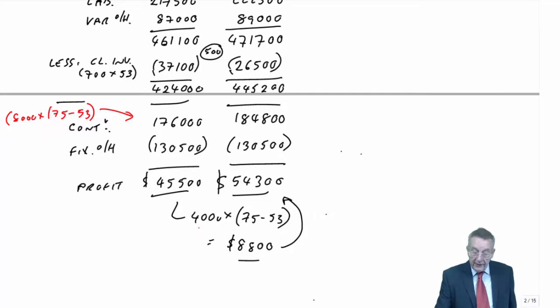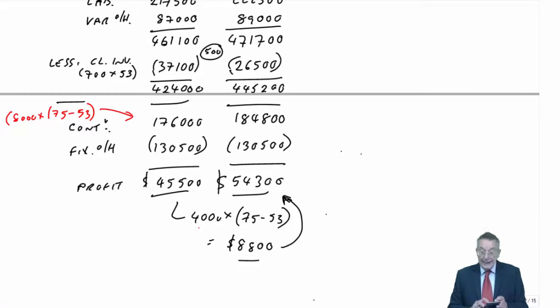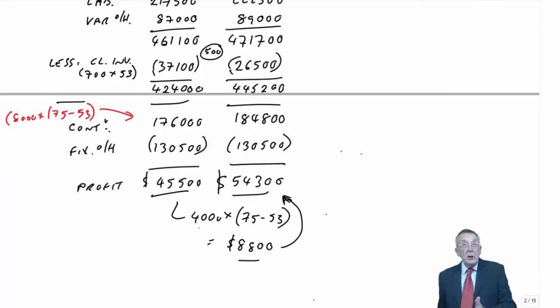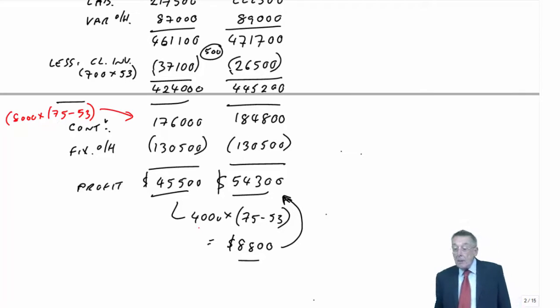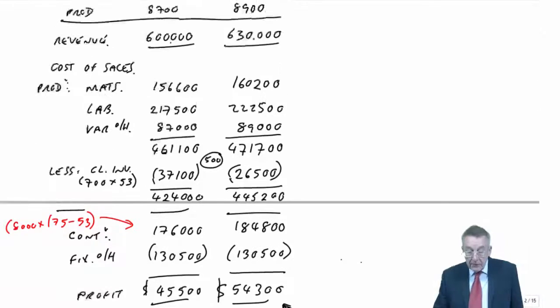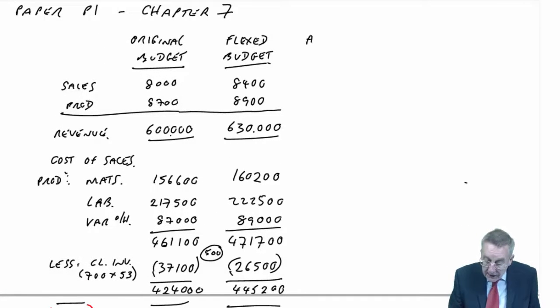And what is the extra profit? 54,300 minus 45,500, 8,800. However, although that's what we should now have made on our actual level of activity, let's look at how much profit we actually did make. So let's look at the actual results.